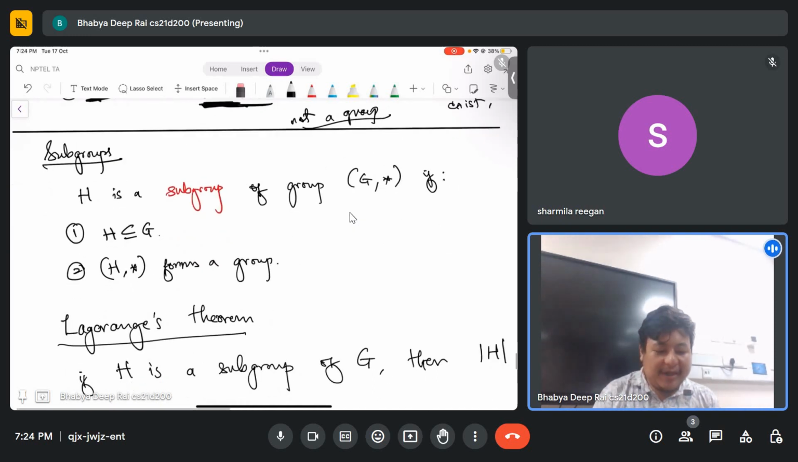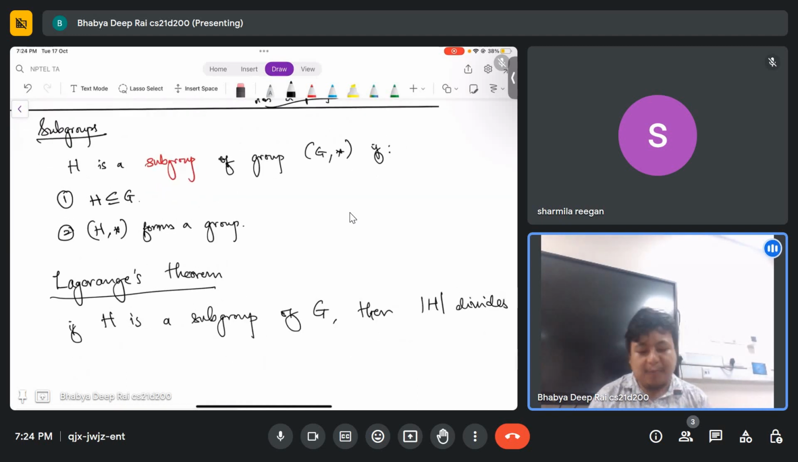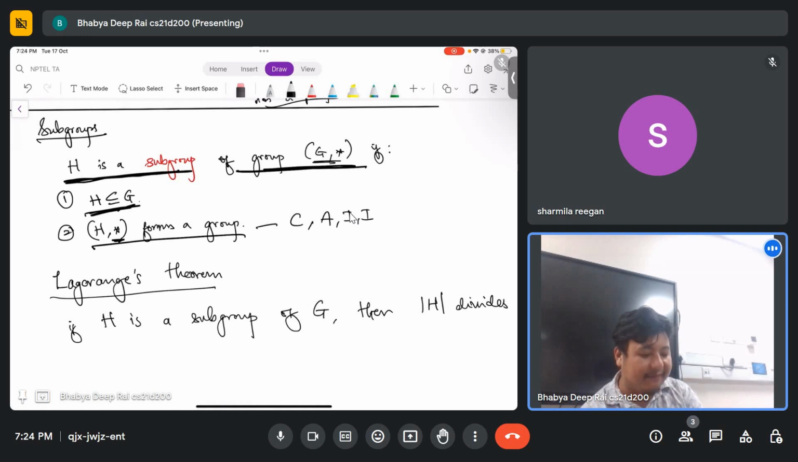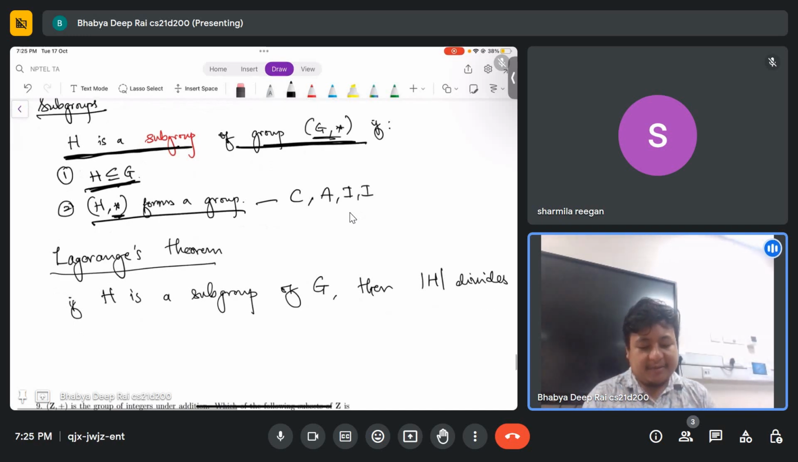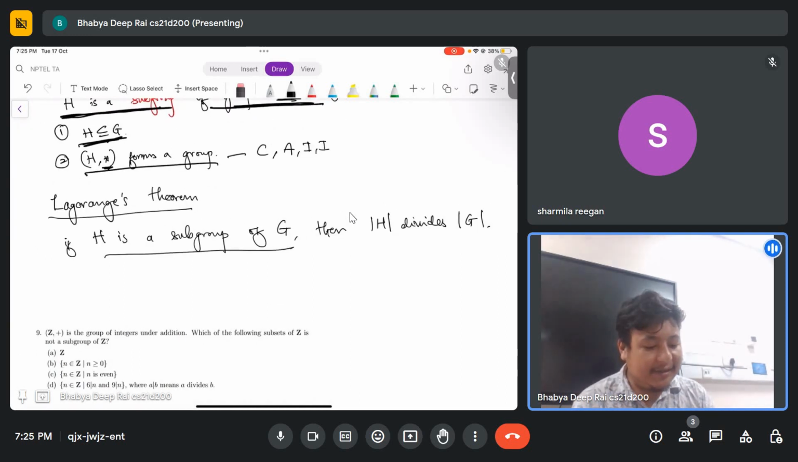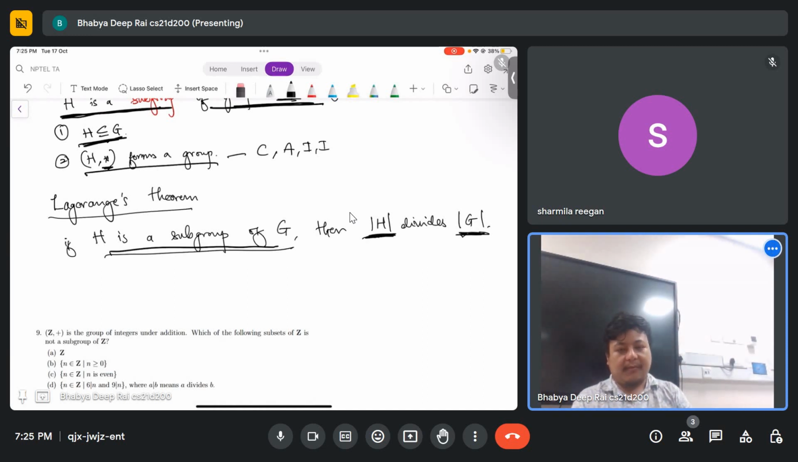Now we are at the end of the session. We'll look at subgroups. What is a subgroup? H is a subgroup of a group G if H is a subset of G, and under the same operation it forms a group, which means it satisfies closure, associativity, identity, and inverse, all four properties that a group must have. Another important theorem in group theory regarding subgroups: if H is a subgroup of G, then the size of H will divide the size of G.